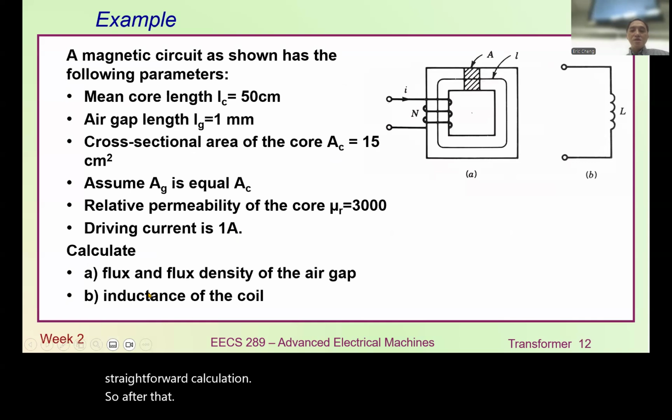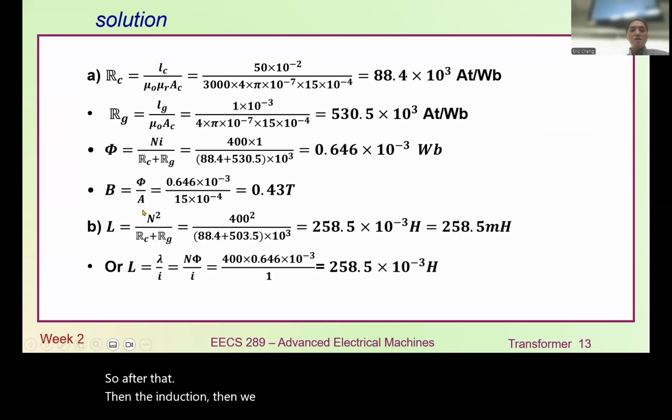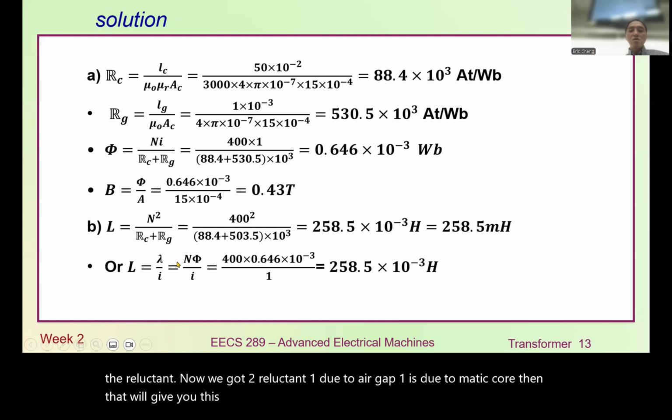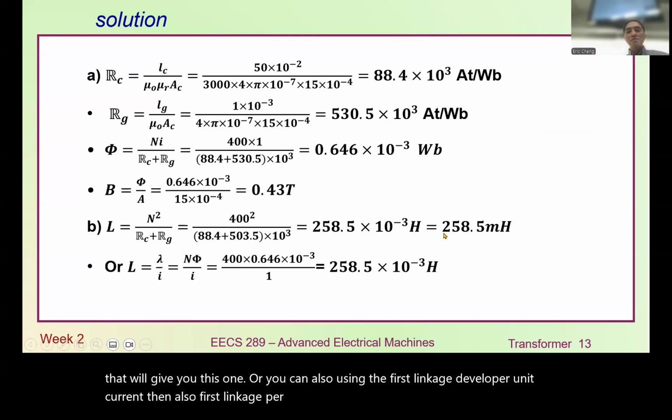then for the inductance, we can use the basic formula. We get the number of turns squared divided by the reluctance. Now we've got two reluctances: one is due to the air gap, one is due to the magnetic core. Then that will give you this one. Or you can also use the flux linkage divided per unit current. Flux linkage per unit current also gives the same result. They're the same formulation anyway.